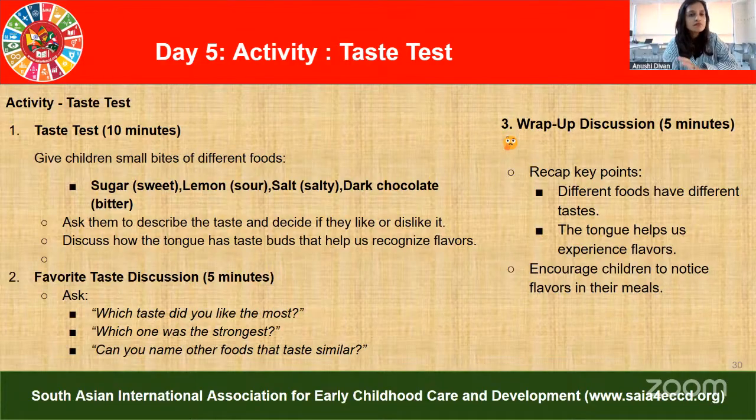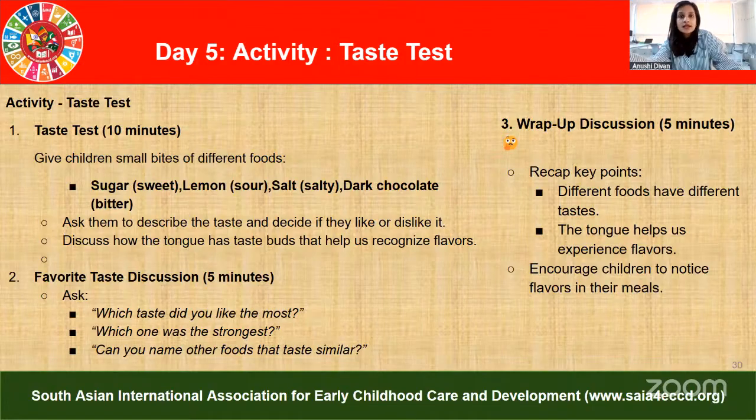So some sugar, lemon, salt, dark chocolate. So different categories like sweet, sour, salty, bitter. And ask them to taste it. And first of all, ask them, do you think you know what this is? Have you tasted it before? What does it taste like? Do you like the taste? Do you not like the taste? What is the only thing that is helping you detect the taste? It's the tongue. Which one do you like the most? Which one was the strongest? Can you name other foods that taste similar?